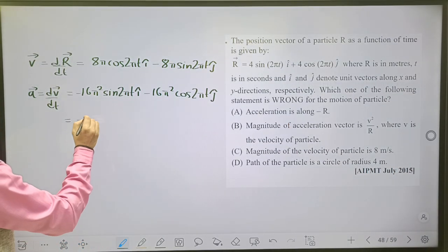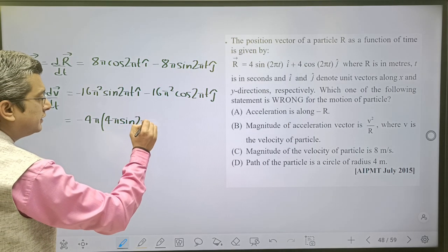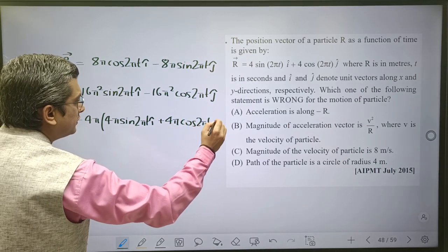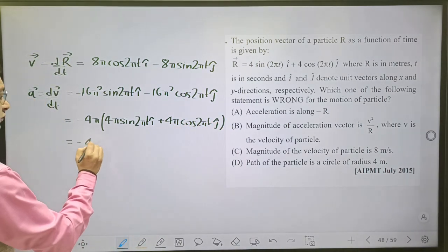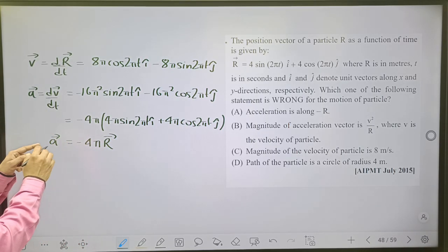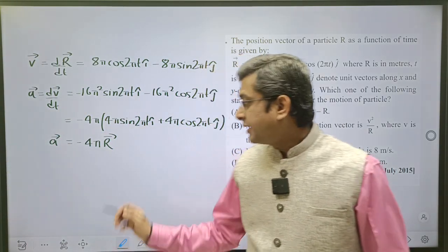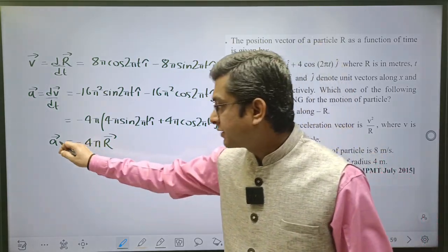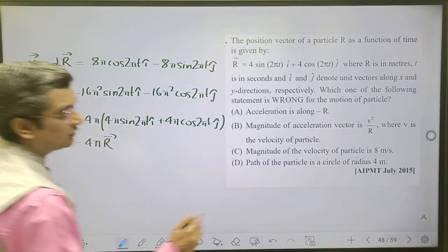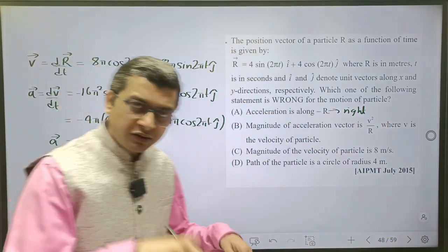Here you can take common minus 4 pi, and in the bracket you will have 4 pi sine 2 pi t i cap plus 4 pi cos 2 pi t j cap, and this is nothing but the position vector, so this will be minus 4 pi r vector. Here we observe that the acceleration vector is given by minus a constant multiplied by the position vector. It means the minus sign is relevant to the direction. So acceleration is opposite to the direction of the position vector, or you can say acceleration is along minus r vector. So this statement is right. The significance of the minus sign we have already covered in this lecture.